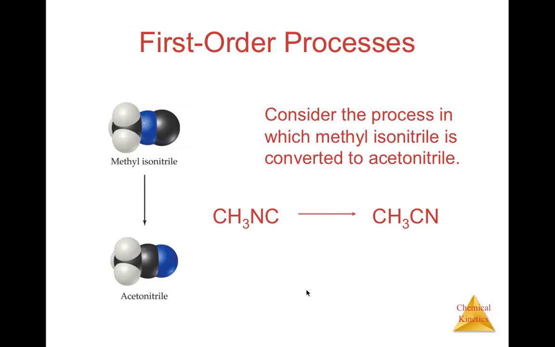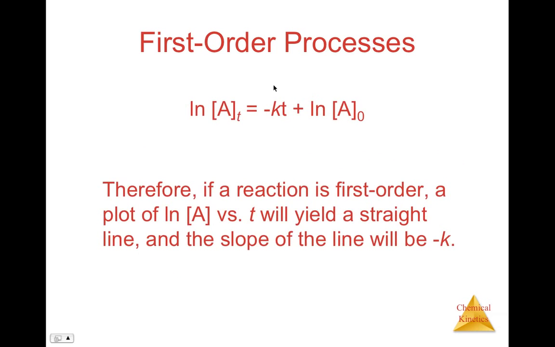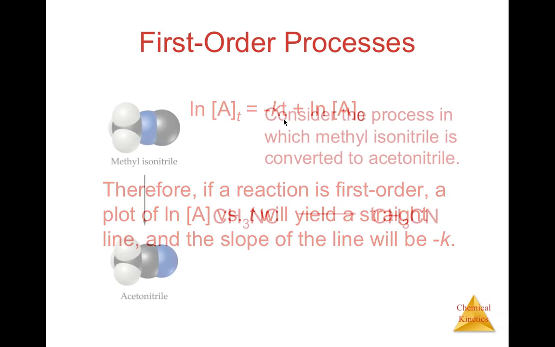First order processes always fit this. Therefore, if you have rate equals some constant K times the concentration of something to the first power, it will always yield a straight line with a negative slope when graphically you take the natural log of the concentration and graph it versus the time.